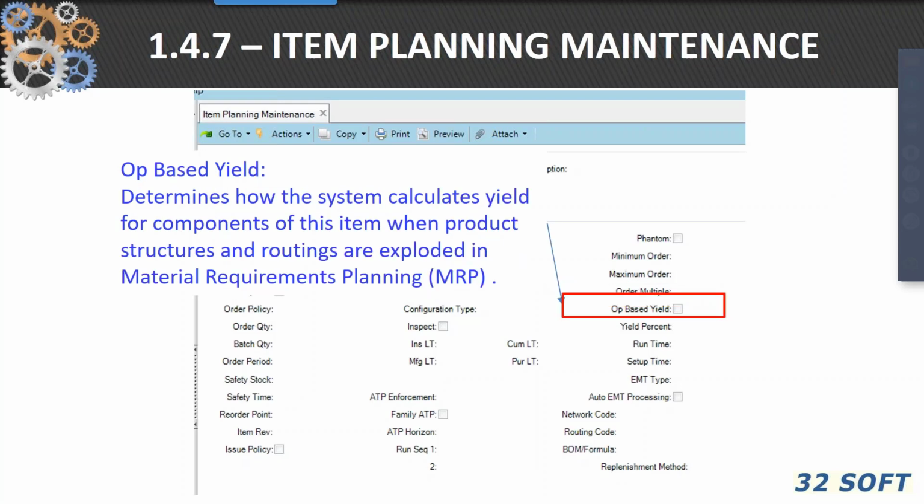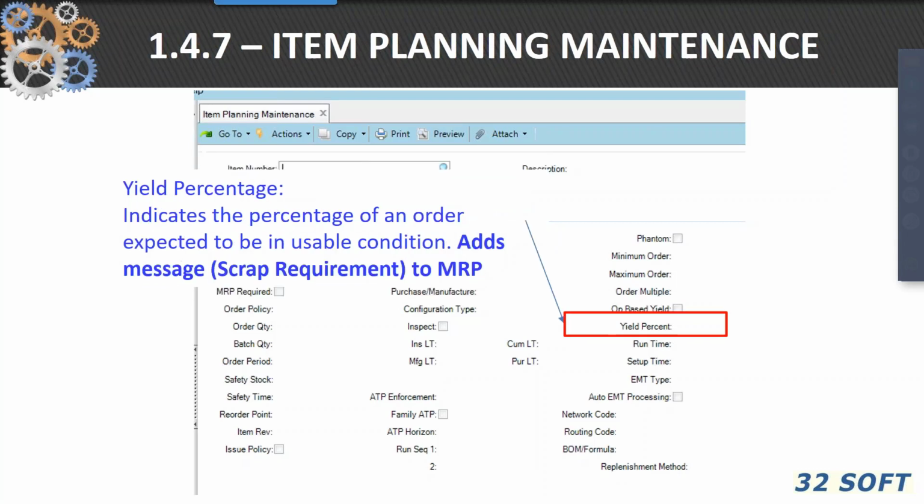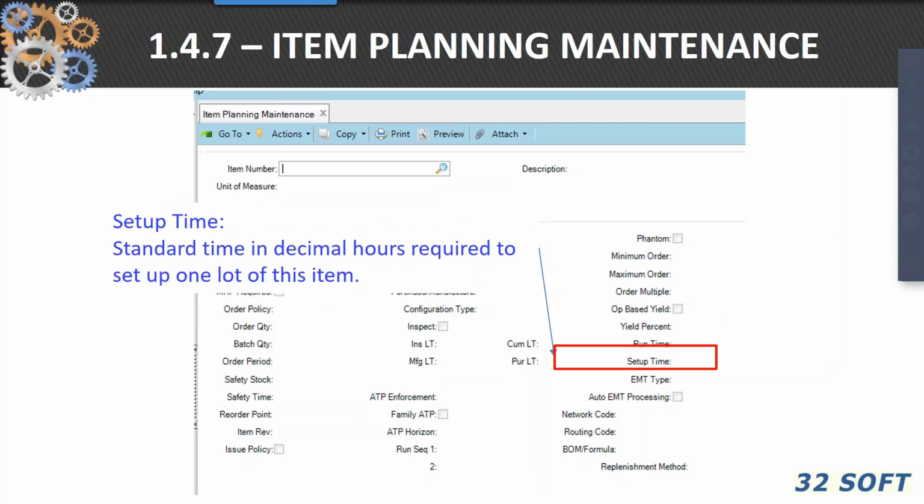There's auth-based yield, which allows the system to run MRP based on the yields calculated in the product structure. This, along with the yield percent, is somewhat complicated, but it allows MRP to do a much better job of calculating needs based on orders. There are yield percentages at the item level, and what that does is it adds a scrap requirement message to the gross requirements in MRP, and we'll look at that in just a second. So this increases the requirement for the part. Run and setup time are just informational.